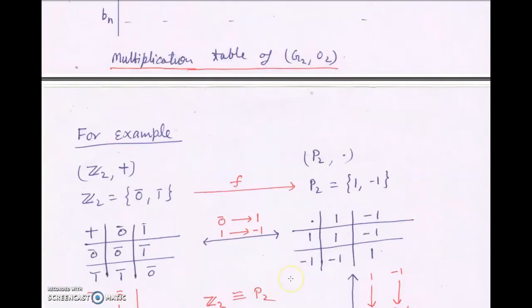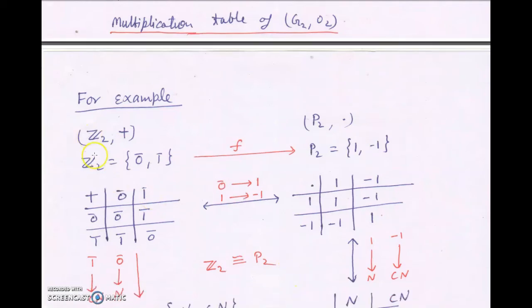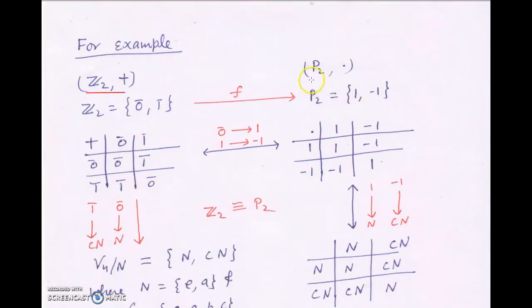For example, suppose I have the group Z2 with addition, then it has elements 0 bar, 1 bar, and its table is 0 1, 1 0. Now consider another group P2, that is the second roots of unity. There are two second roots of unity, 1 and minus 1, because their square is 1. This is again a group with respect to multiplication. So if we write the multiplication table of this group, it will be 1, minus 1; minus 1, 1.